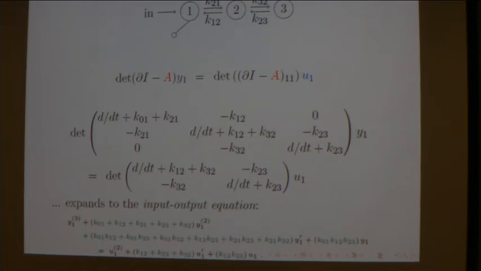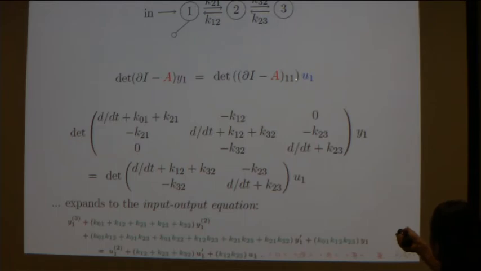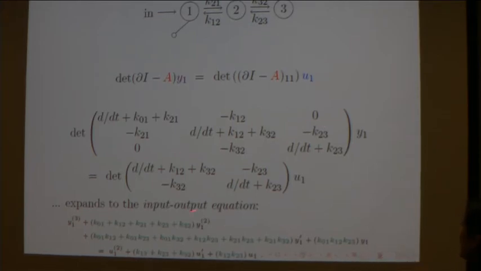Good. The only other piece I didn't quite define is this sub 1,1. What this means is that I take the original matrix, here's this matrix, and I remove the first row and the first column, and whatever sub-matrix is left is what I have here. Then you multiply by y1 or by u1 on the left or right-hand side, and you end up with this input-output equation. These terms are basically coming out of this determinantal expansion.